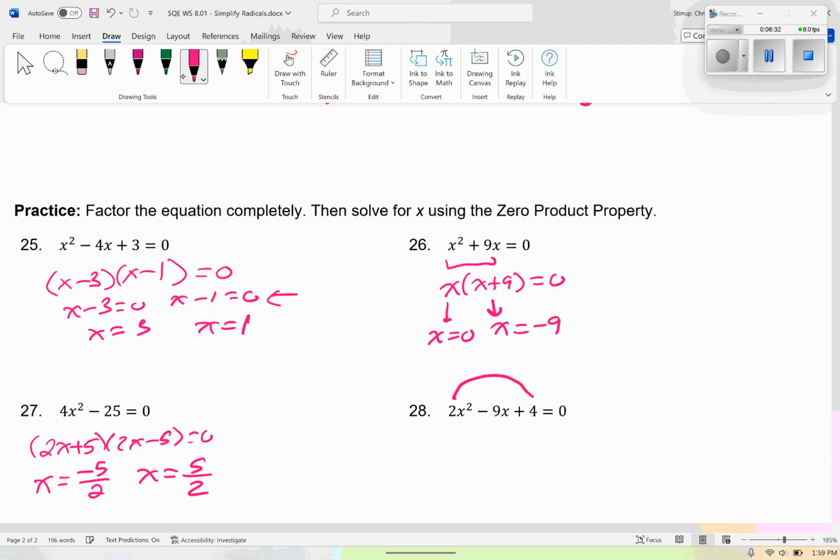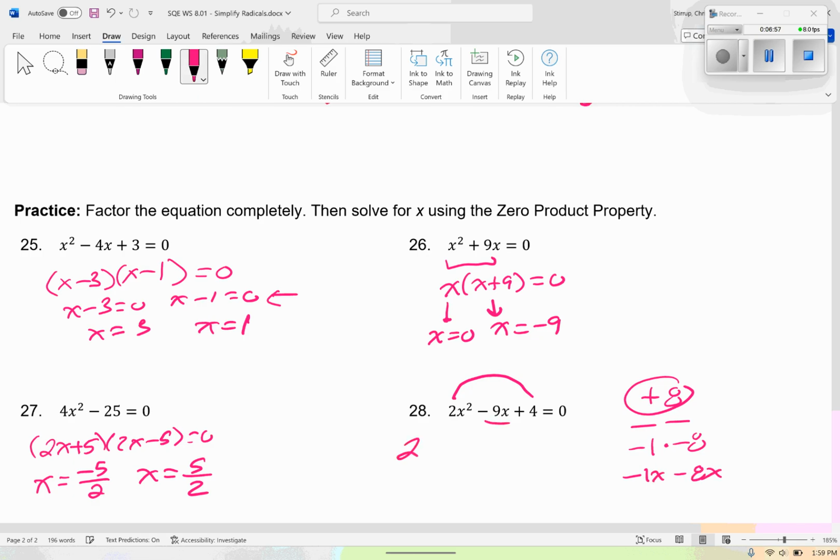So we'll multiply those together. I get +8. I know I have the same signs. They're both negative. That -9 sticks out for there. So what numbers multiply together to give me 8, add together to give me -9? -1 and -8.